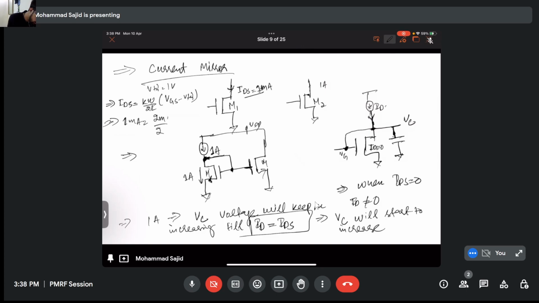Here, 2 milli by 2 times VGS minus 1 whole square. So VGS minus 1 whole square is equivalent to 1, and then VGS will be equivalent to 2 volt. Now this potential is 2 volt. This 2 volt gets applied to this transistor as well.